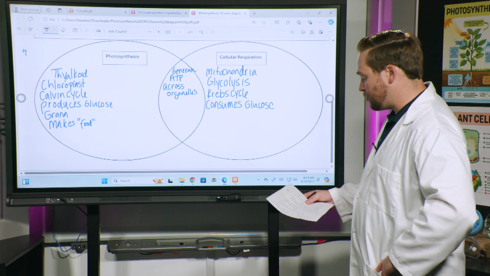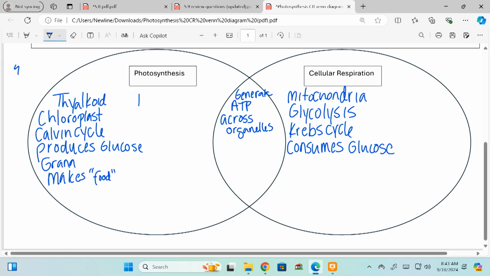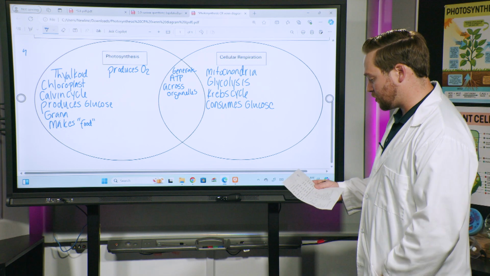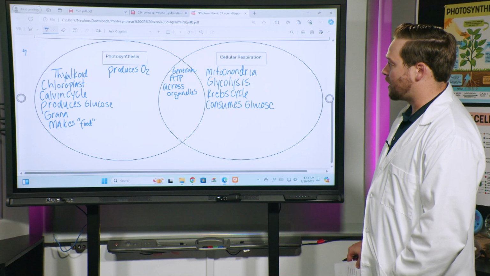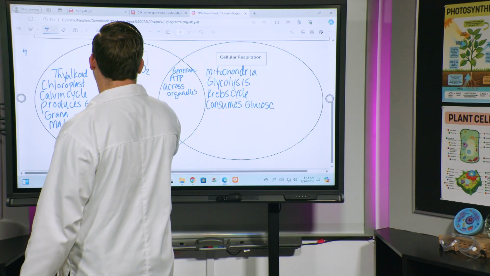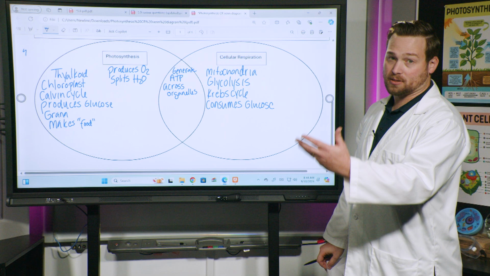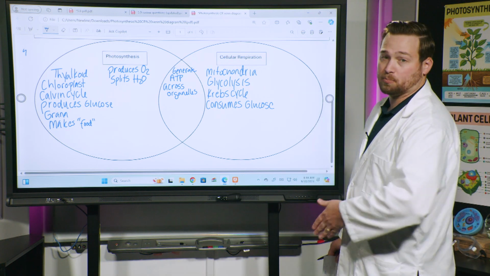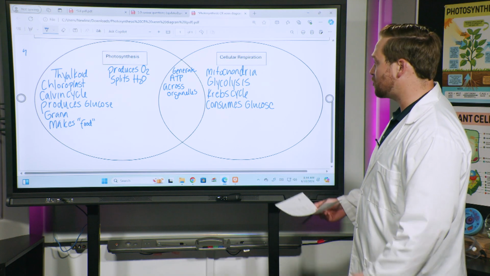Okay, great. The next one is produces oxygen. So which one of these produces oxygen? That's the photosynthesis. Produces, and I'm just going to write O2 because it's a little smaller, okay? Produces oxygen. Okay, which one of these two splits water? Splits water is the next one. So photosynthesis splits H2O. That's in the light dependent reactions. We use that energy from the sun, and one of the things we use it for is to split that water molecule.